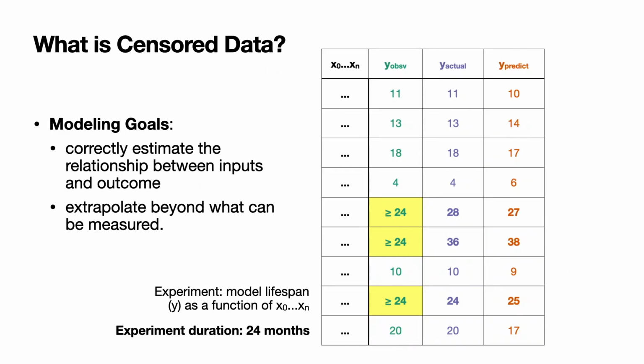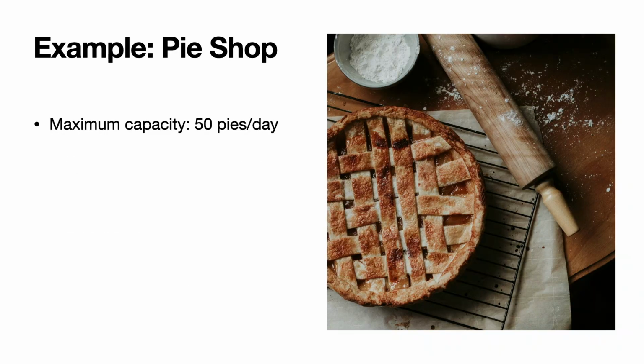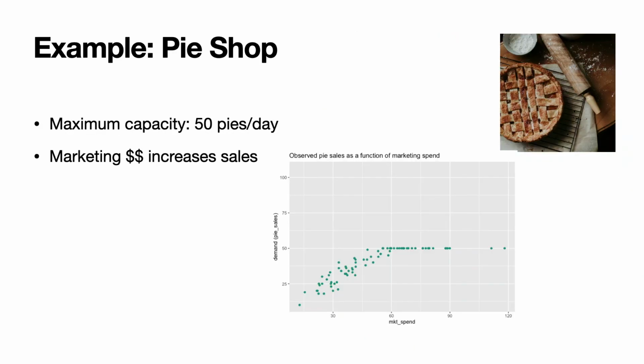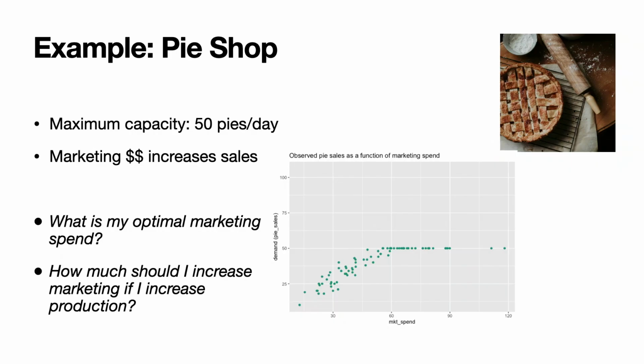The goal in modeling censored data is to correctly estimate the relationship between inputs and outcome, and to extrapolate that relationship beyond what can be measured. Let's use an even simpler example to motivate the rest of the discussion. Suppose that you run a pie shop and can only bake a maximum of 50 pies a day. You know that spending more on marketing directly increases pie sales, and you want to know the relationship between the two so that you can answer questions like, if I want to sell out all my pies every day, what is my optimal marketing spend? Or, how much should I spend on marketing if I increase production capacity?